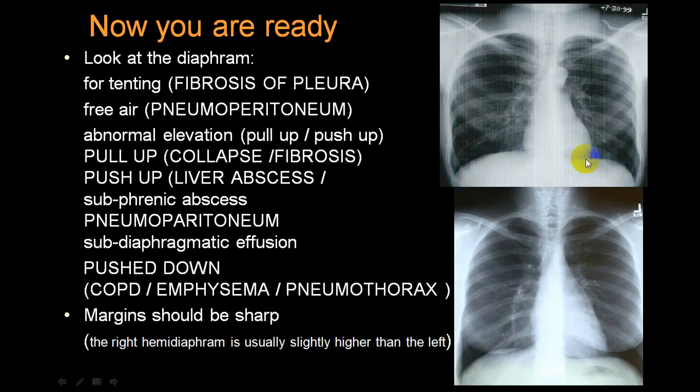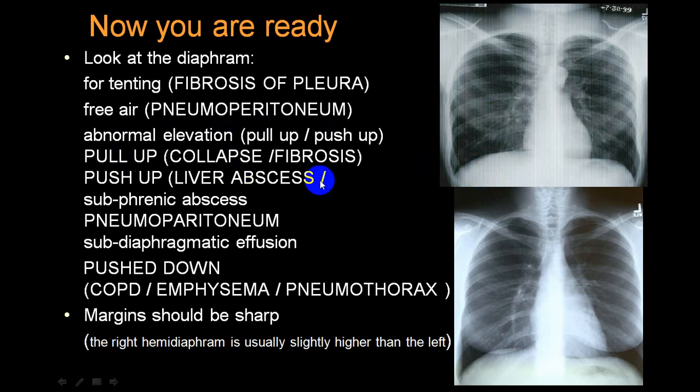See here, you can clearly make out. Here, because of the breast tissue, sometimes you can get a false impression. So these are all the conditions which we have told you before also. The diaphragm will be tented up because of fibrosis of pleura, will be pushed down because of pneumoperitoneum. Abnormal elevation is because of pull up or push up. Pull up like collapse, fibrosis, pneumonectomy, etc.